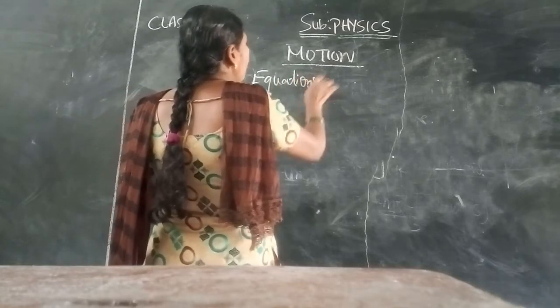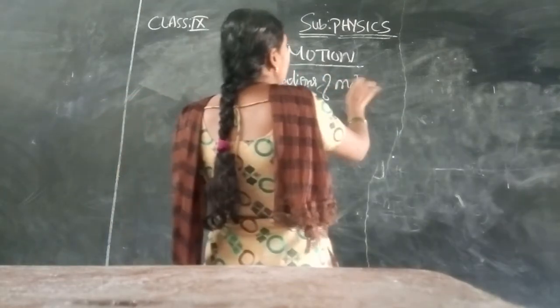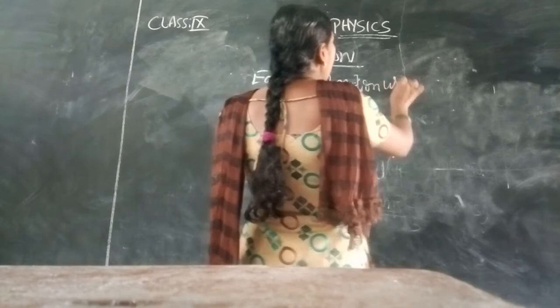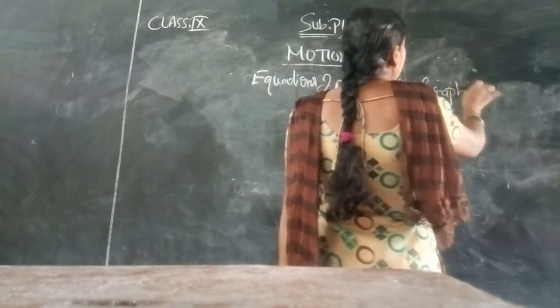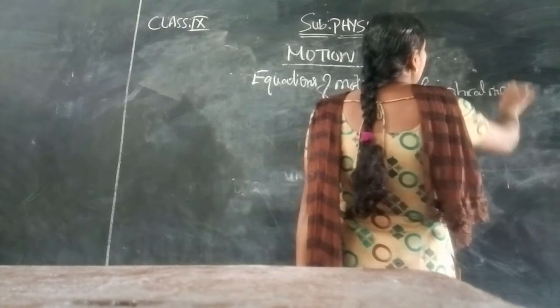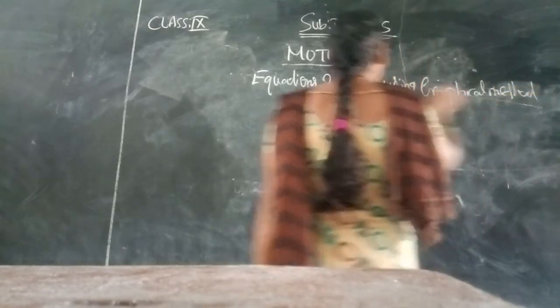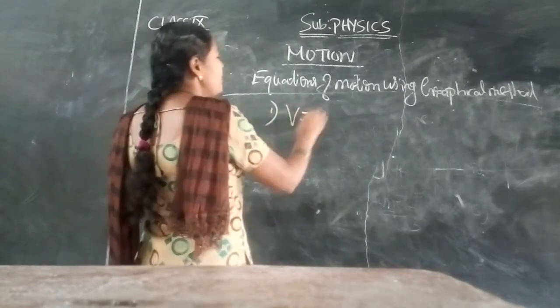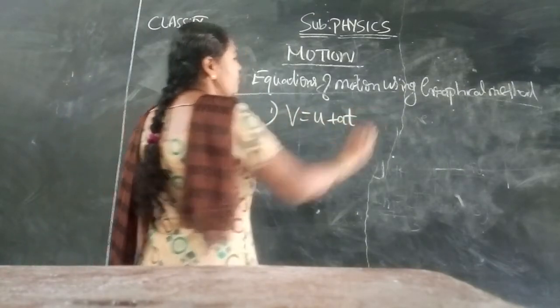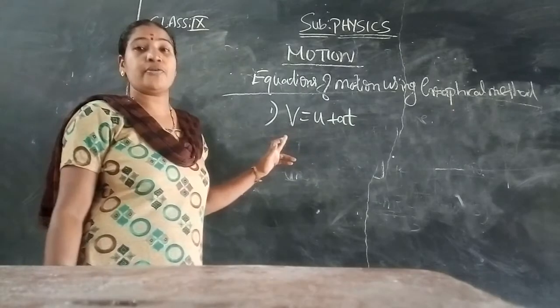Equations of motion using graphical method. Which are all the equations, children? You have forgotten? No, very good. The first one is v is equal to u plus a t. Recall it. v is equal to u plus a t, the first equation of motion.